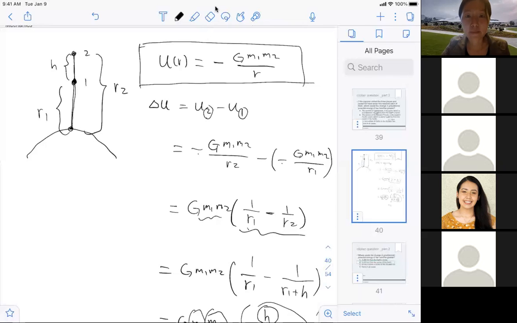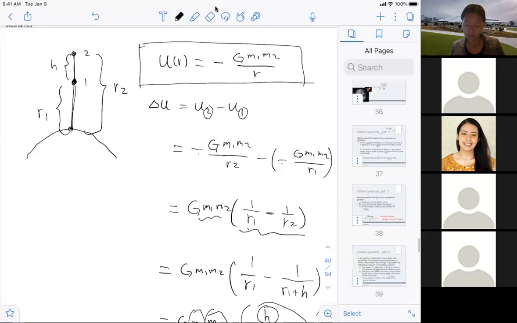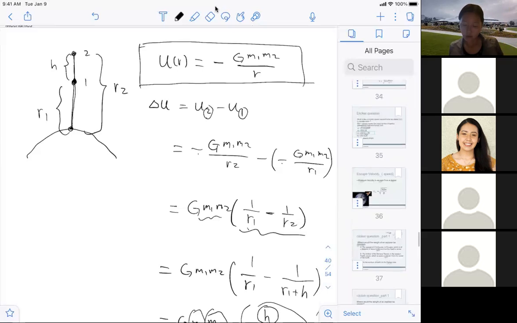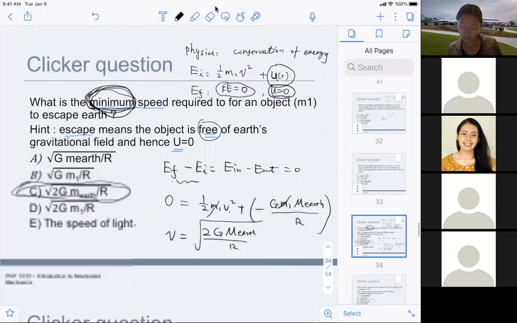Professor, when we're doing the integration, you know how you got G M1 M2 over R, but you still kept it negative? When we do that particular integral, the sign would change. So if we started with a negative, shouldn't the sign become positive? Or for the purposes of our calculations, do we just ignore that because it makes life easier?